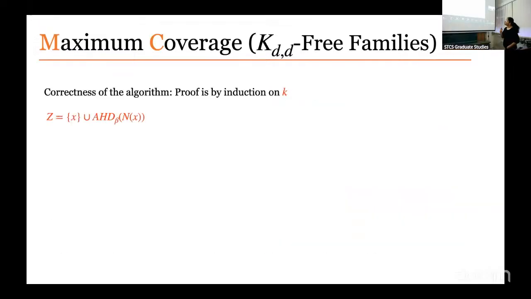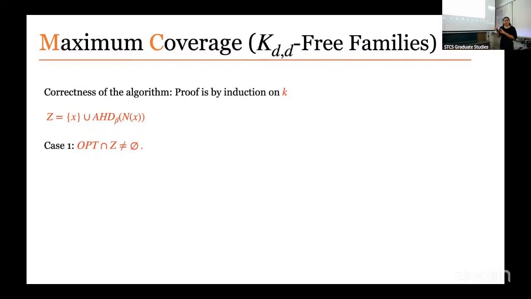Okay, so we just prove by induction on K. So we can ignore the base case and induction hypothesis. Let us say Z is your X union or this thing, right? Now there are two cases. Either your opt has something from Z or it does not have. So let us analyze both the cases.